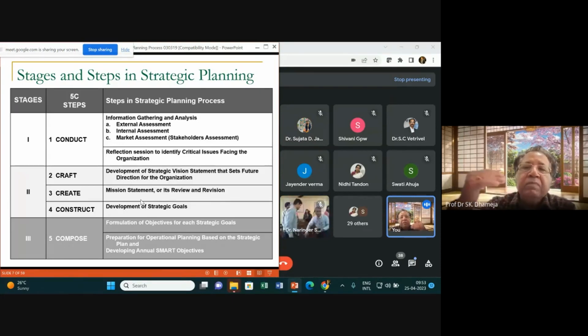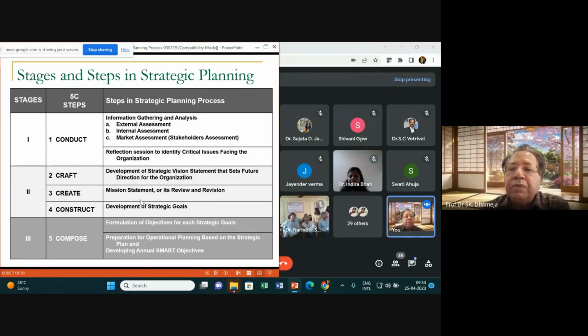Goals to achieve your mission basically. And the third stage, and the last C, fifth C, is compose. Compose what? That is the objectives. You have to compose the objectives with a view to accomplish your goals, the strategy goals. You write the objectives to complete or to fulfill those strategy goals.